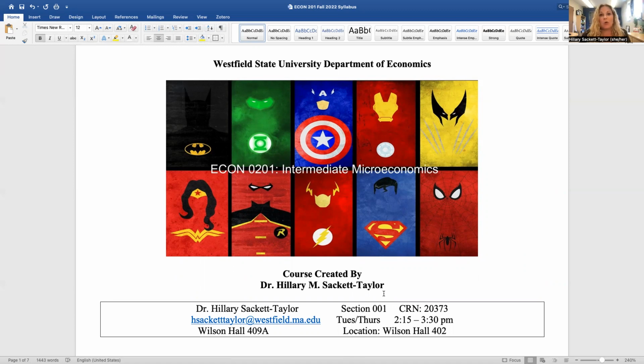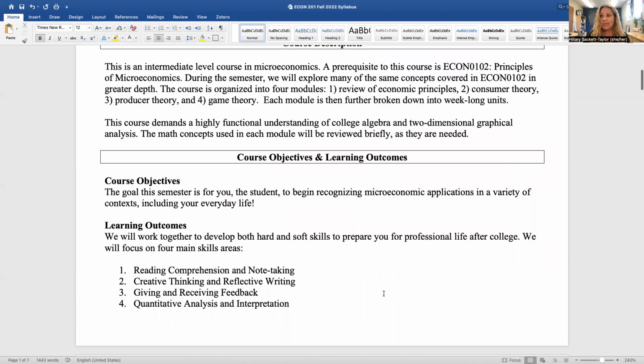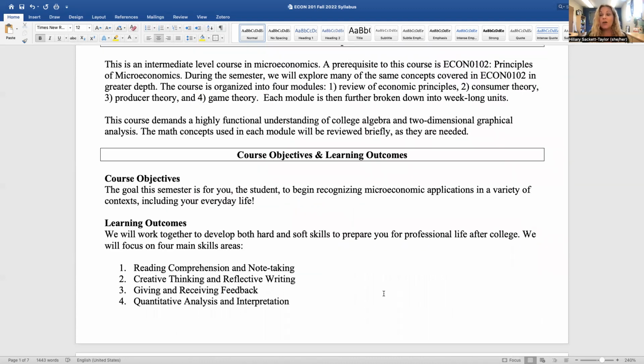At the end, I really just want you to know that my goal as an educator is to see you as a whole person and help you work towards the goals that you want to work towards, that you set yourself. I am hoping that by the time the semester ends, you will have enhanced some of the skills in these 4 areas, which are reading comprehension and note-taking, creative thinking and reflective writing, giving and receiving feedback, quantitative analysis and interpretation. Now, of course, we all come in at different levels in terms of the skill set we already have in these, and that's okay.